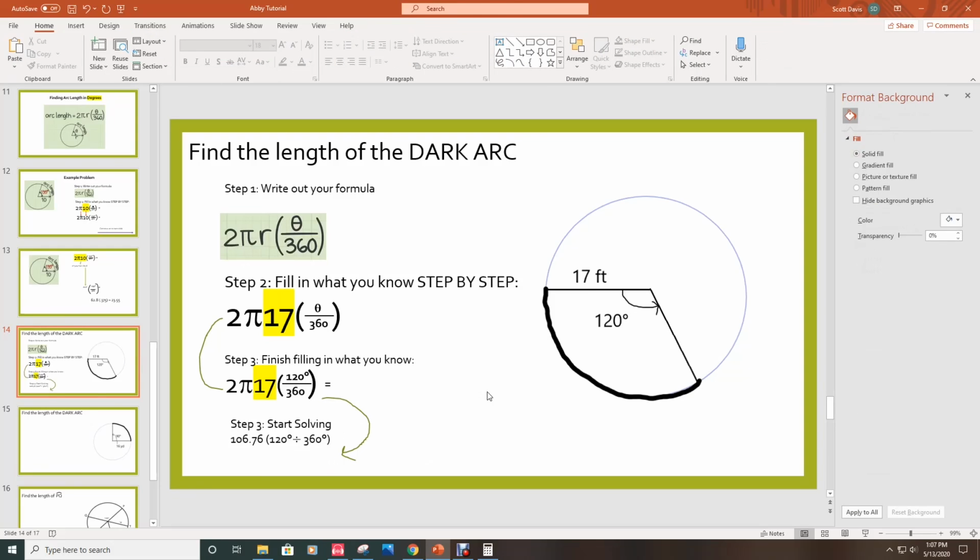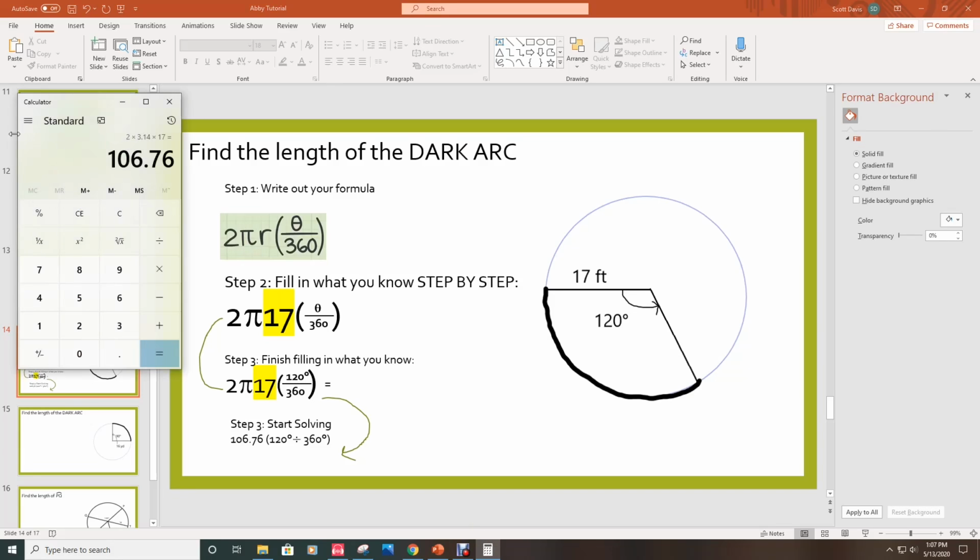So now I'm going to solve what's in this parentheses right here. This 120 divided by 360. Let's see what that is. 0.3333333. So let's round to the nearest hundredth, which is obviously going to be 0.33, because it is an infinite decimal. It's never going to end. 0.33.